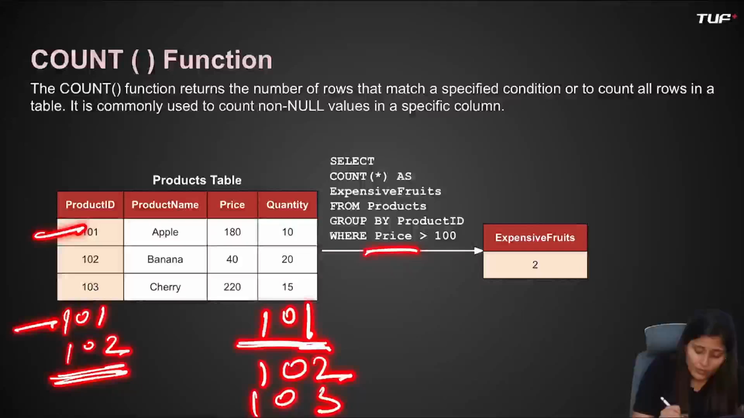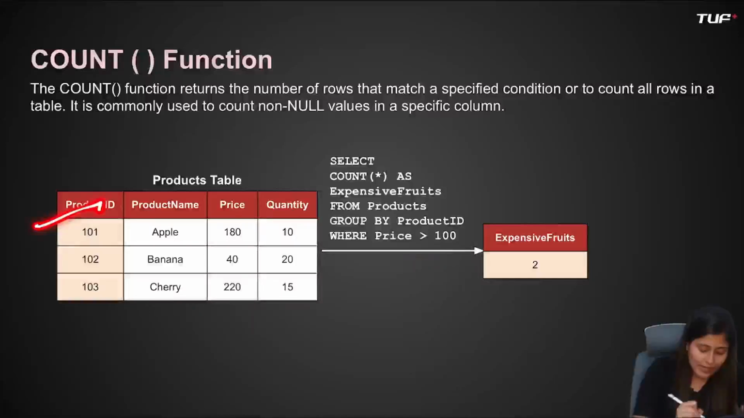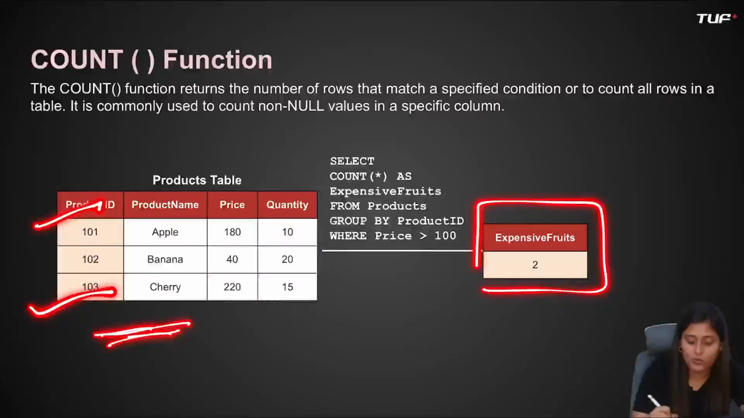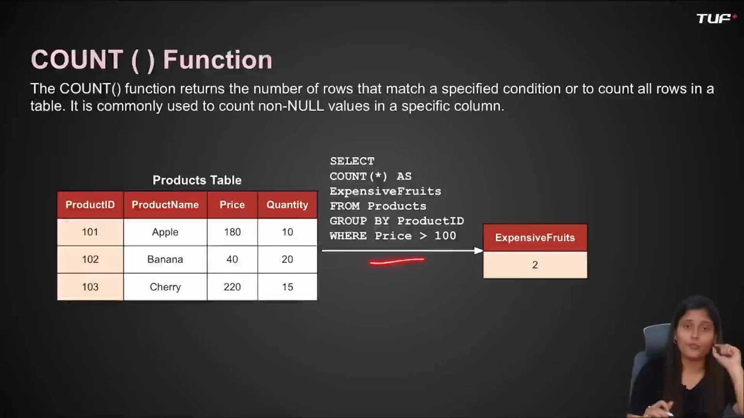Now where price is greater than 100. The price is greater than 100 in the case of 101 and in the case of 103. For 102 the price is 40, which is less than 100, so we will not include it. So 101 and 103 will be included, and the count for those rows is 2. This is what it will return. That's what the count function does: it counts the number of rows on the basis of whatever condition has been mentioned with the where.